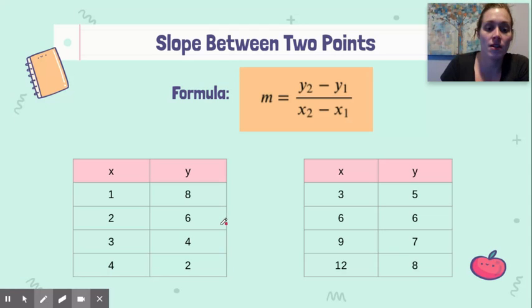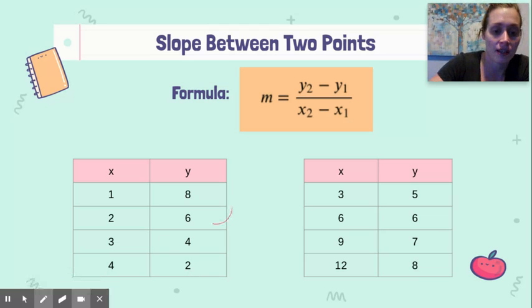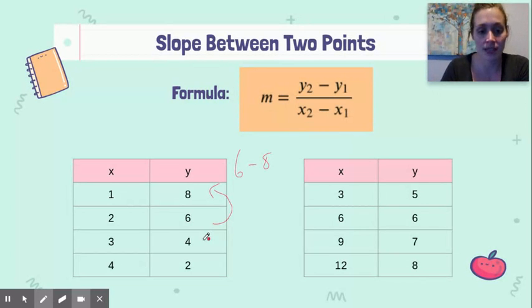So it doesn't matter which 2 points we use. So maybe I just go from my second y to my first y, y2 minus y1. Okay, we're subtracting the y's on top, so that would give me 6 minus 8. I just went from the second y to the first y. And then we do x2 minus x1. So we subtract the x's on the bottom. So that would be 2 minus 1.